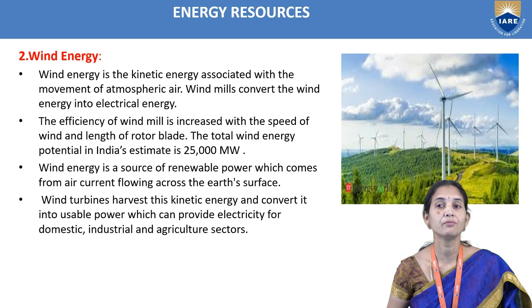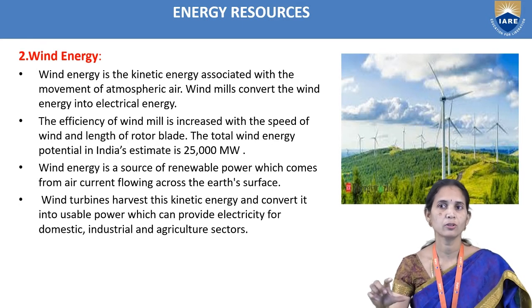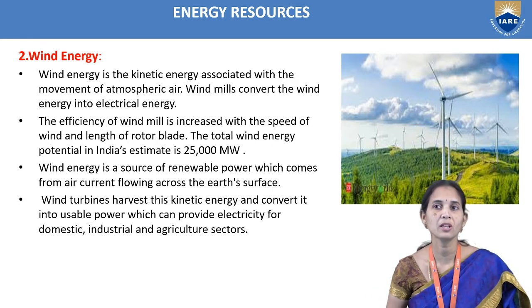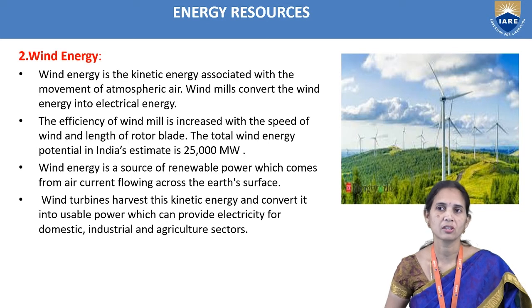The efficiency of a windmill increases with the speed of the wind and the length of the rotor blade. Based on the speed of the wind and the length of the rotor blade, we can increase the efficiency so that we can get more production of electrical energy. The total wind energy potential in India is estimated at 25,000 megawatts. Wind energy is a source of renewable power which comes from the air current flowing across the earth's surface.